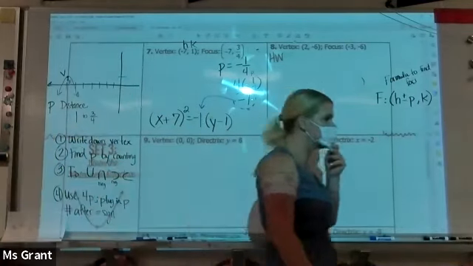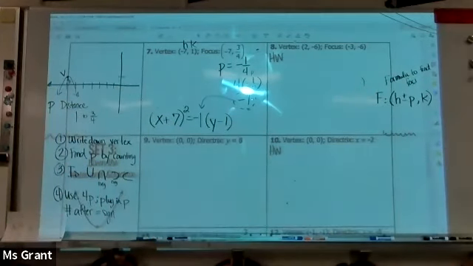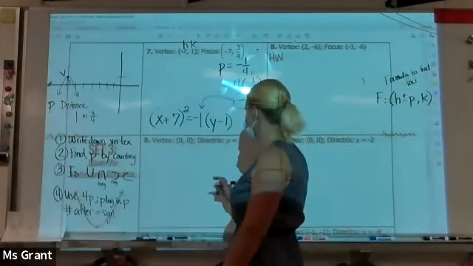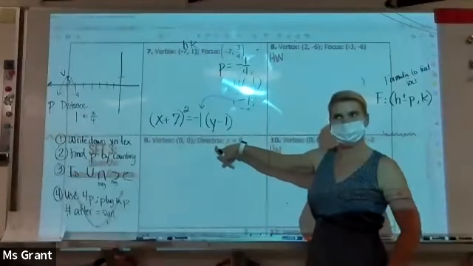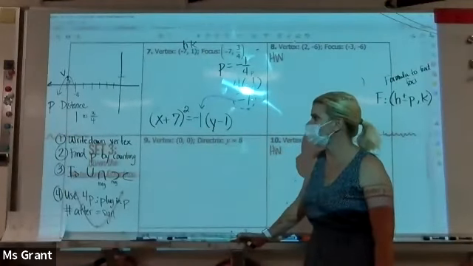Okay, my steps are good. Making a little sketch is so important. 0, 0, ooh, I'm given the directrix. Questions so far?